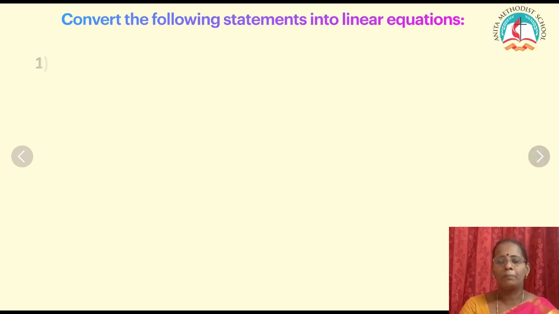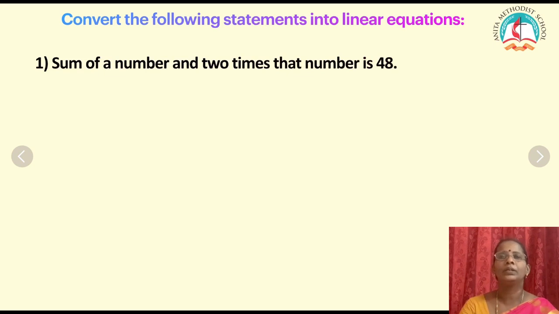Sum of a number and 2 times that number is 48. So how will you do that? A number means you take it as x, because we don't know what number is that. So take it as x. And twice that number means what? It is 2x. And the word mentioned is sum. Sum means what is the operation? Plus. So x plus 2x is equal to 48. Clear children? Now the next question.